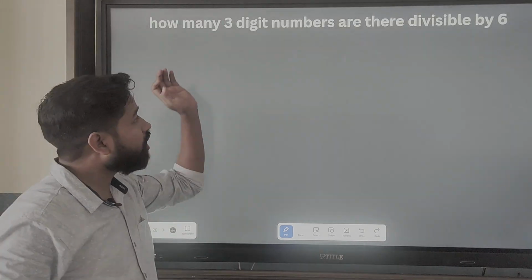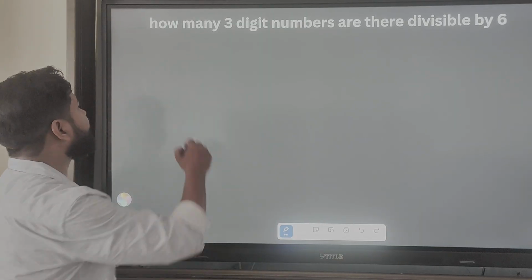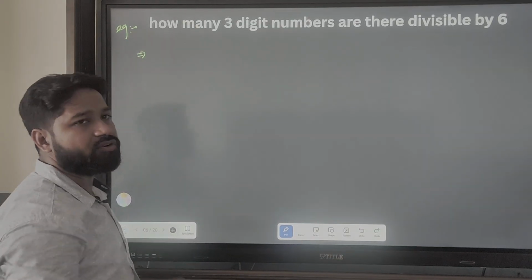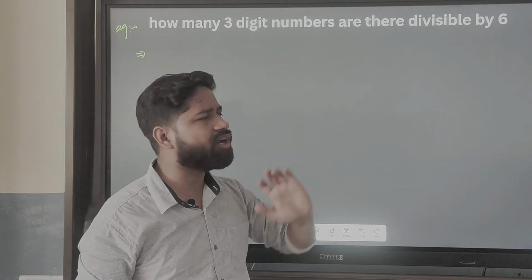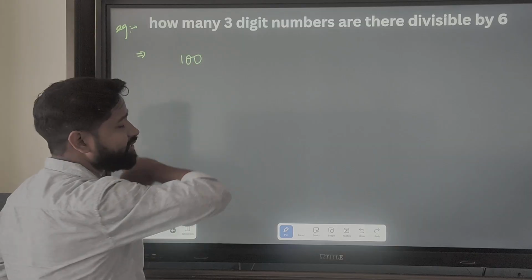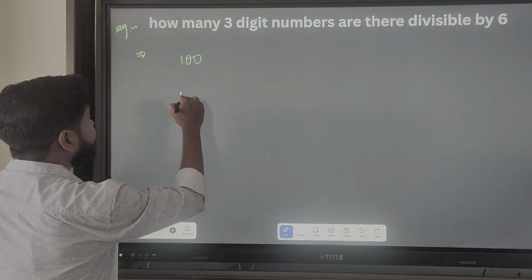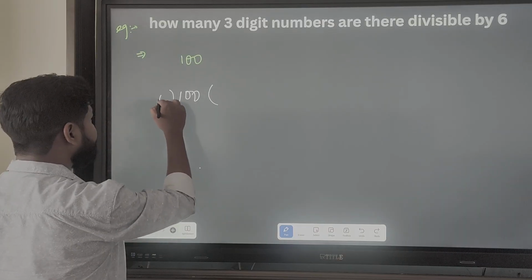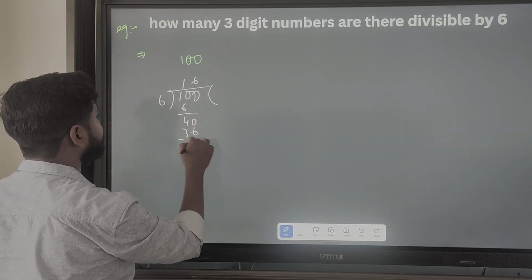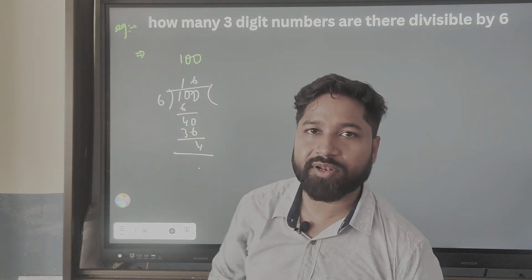What are they saying? How many 3-digit numbers are divisible by 6? You're getting that? You have seen such kind of question in 10th standard also. Let's see a basic approach to this kind of question. The smallest 3-digit number is 100. We'll see whether 100 is divisible by 6 or not. 4, 0, 6 6s are 36, remainder is 4. So no sir, if the remainder is 4, it is not divisible by 6.